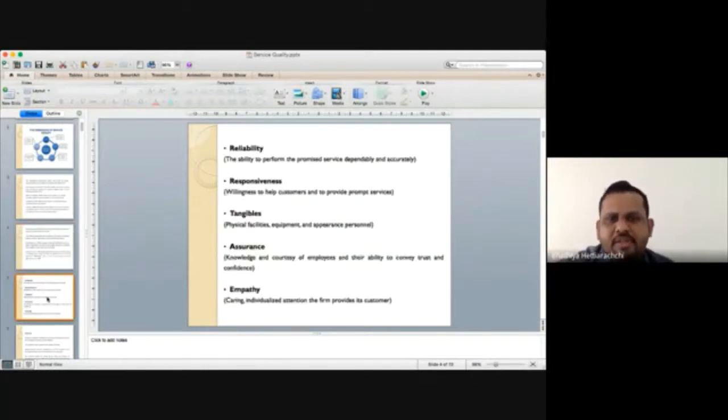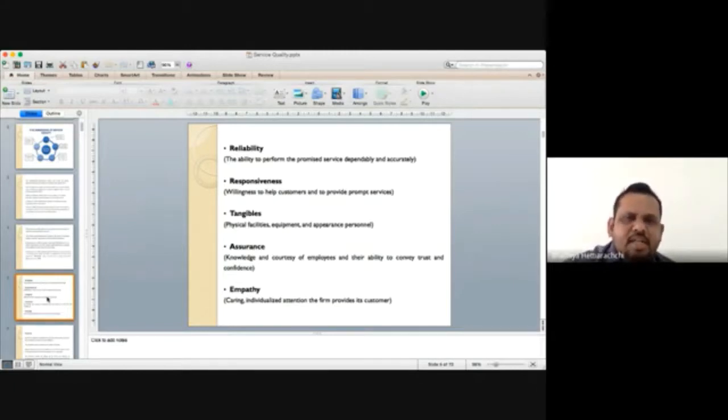So what are the five service quality dimensions? In a nutshell, we're talking about reliability, responsiveness, tangibles, assurance, and empathy. In a very simple sense, reliability is the ability to perform the promised service dependably and accurately, right? So when someone gives you a call and asks for product information, support, advice, you give accurate information, accurate advice, and they can depend on it. If you provide a balance, that balance is right. If you tell them a particular feature, the feature is there, it's correct.